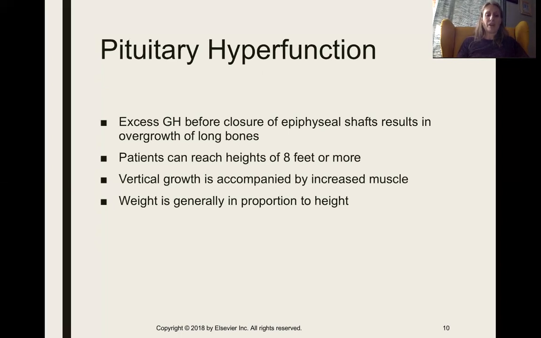So you can think about some of the things that this might affect as well. It's going to put a lot more stress on the heart to be able to pump through the entire body. The body's not meant to be 8 feet tall, and the heart isn't meant to pump to those extensions. So a lot of the time, individuals with pituitary hyperfunction end up having some cardiac problems because the heart isn't meant to do such hard work.